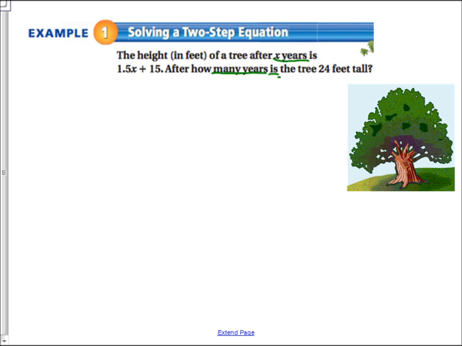I see the word "is." Is a good clue word for the equal sign. So in order to write my equation, I'm going to write 1.5x plus 15 equals 24. And my goal is to get that x all by itself. So I'm going to need to use some inverse operations in order to do that.